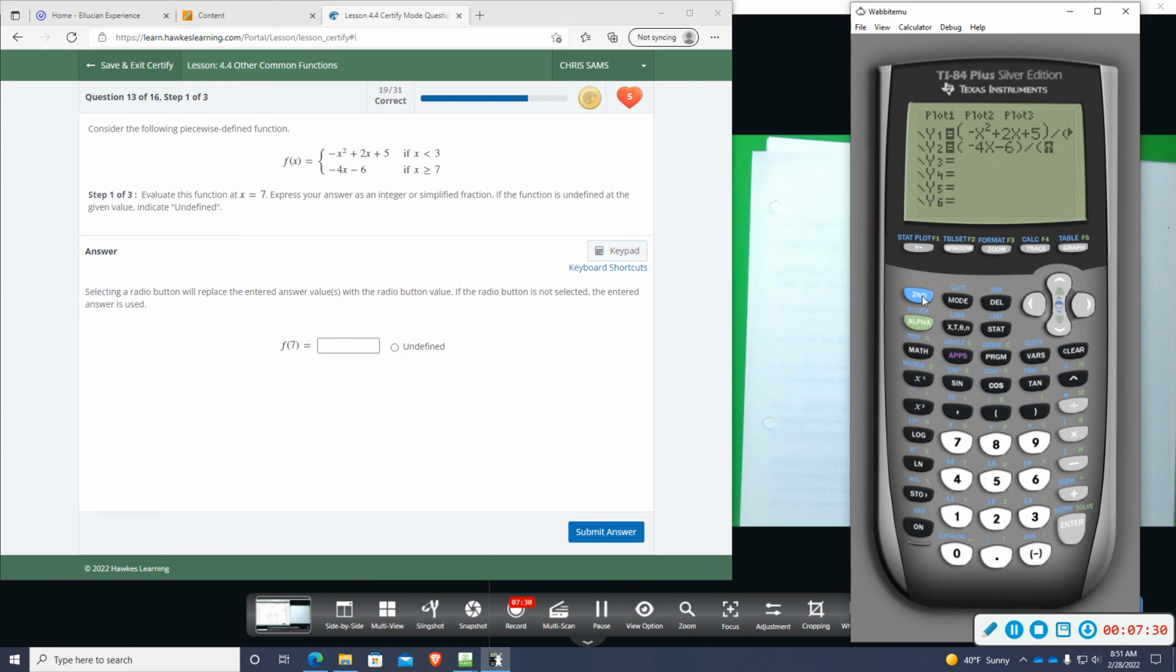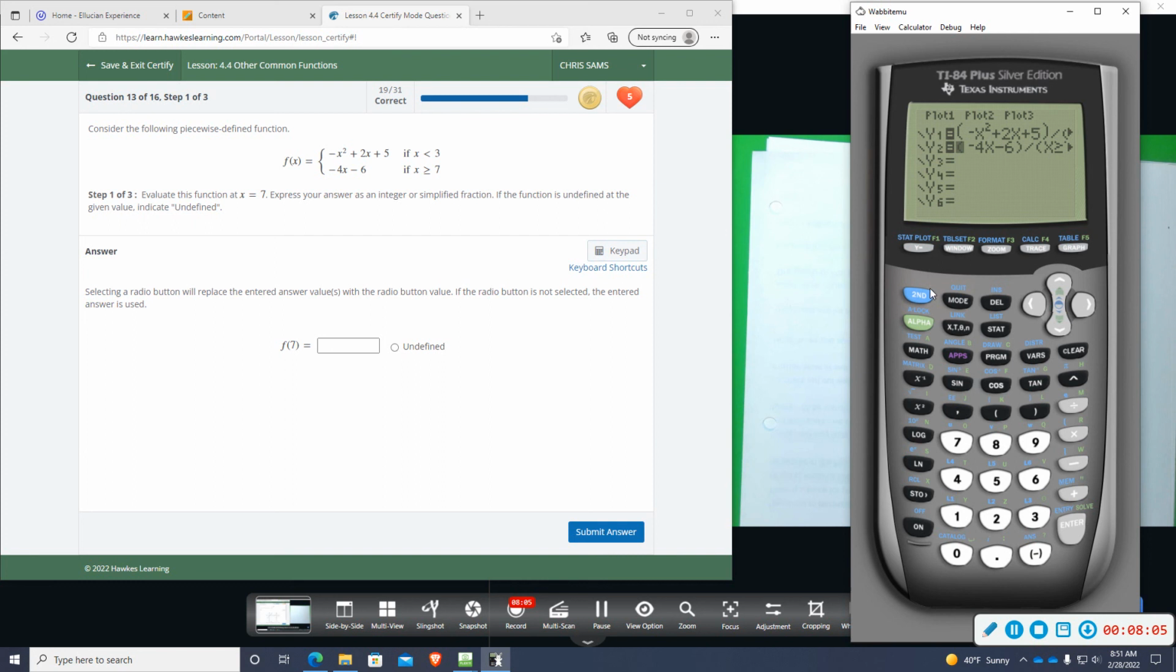I forgot to add x. Second, insert x. x greater than or equal to 7. Okay, we're going to graph this so you can see what's going on. I don't see that graph, so negative 4x minus 6. Okay, yeah, so greater than 7. If you were to plug a 7 in for x, that would be negative 28. So the graph is just way off the screen.